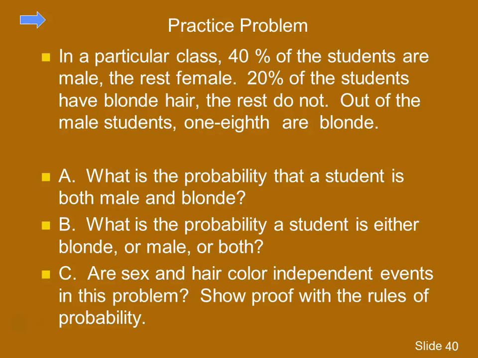20% are blondes, so that'll just be the probability of B in our notation, and the rest are not. The last piece of information is perhaps the trickiest and most important one. Out of the males, 1/8 are blonde. You should be able to recognize that this is a conditional statement. It's not a union, it's not an intersection. Out of the males is equivalent to saying, if I pick a male, 1/8 are blonde.